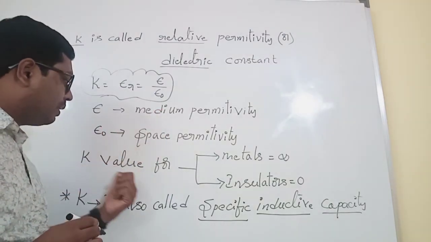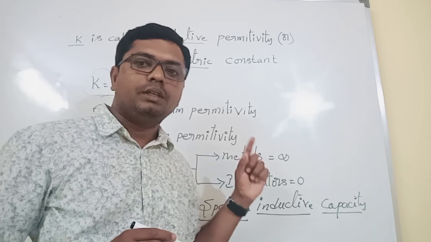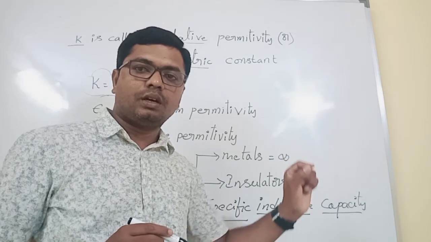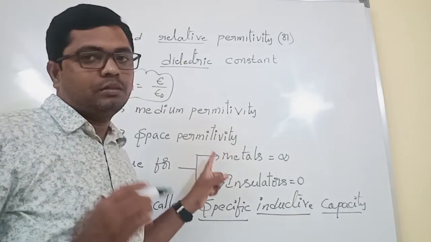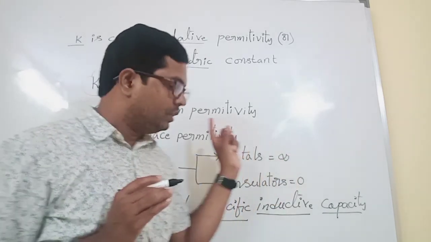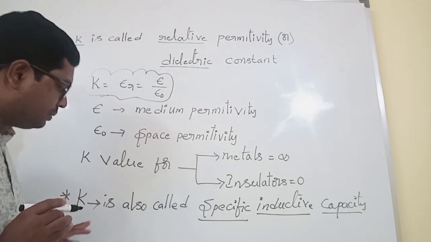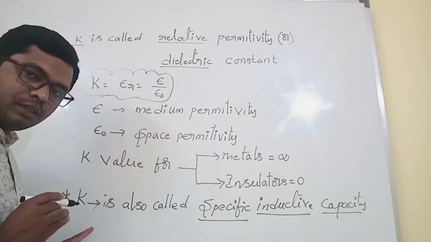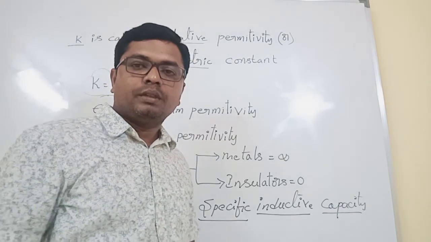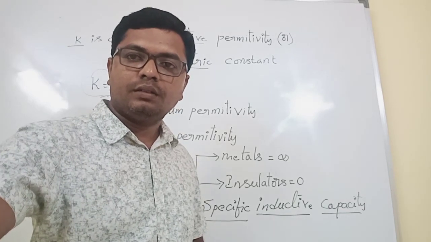Now the K value for metals is infinite. For insulators it is 0 because in insulators almost all conduction electrons are absent, so they cannot allow the electric effect. In metals, most of the conduction electrons are available, which is why they allow the electric effect. This is the advanced part. Sometimes in problems the dielectric constant or relative permittivity is also called specific inductive capacity. Tomorrow we are going to discuss the vector form of Coulomb's law, related to NEET and JEE.